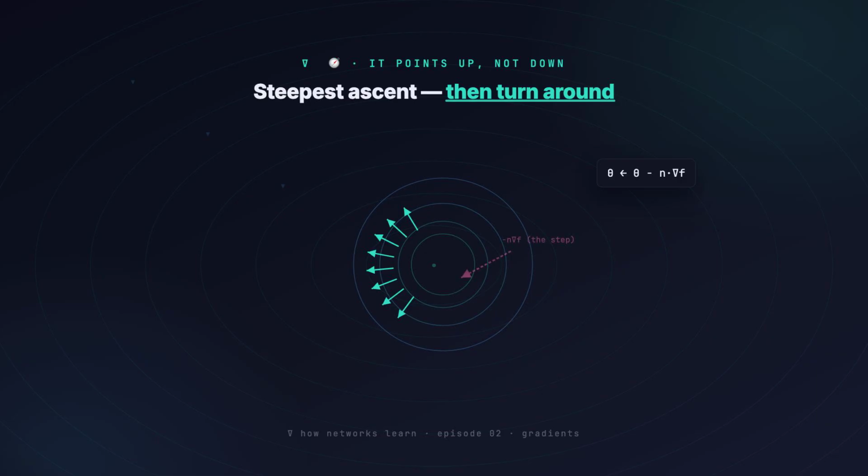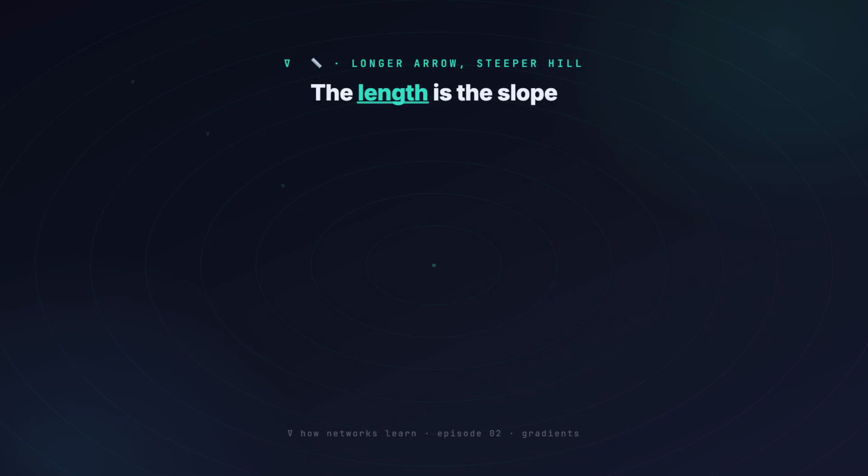That little minus sign, theta minus learning rate times gradient, is doing the most important job in this whole course. The gradient tells you which way is up. You turn around and walk. Read the arrow's length, not just its heading. The magnitude of the gradient, its length, is the steepness. A long arrow means a cliff, a short arrow means a gentle slope.